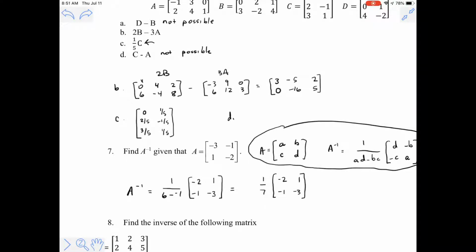So here I've got 1 over, and then A times D is 6, and then minus 1 times negative 1, so that becomes 6 minus negative 1. And then I switch the place of those two entries, and then these don't switch places, they actually change signs, so that becomes a positive 1, and that becomes a negative 1 in my inverse. So then I have 1/7 times that matrix. Now you can multiply the 1/7 into the matrix, or you can leave it out. It's up to you.